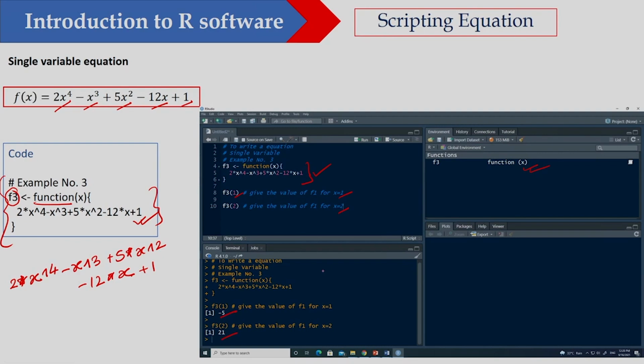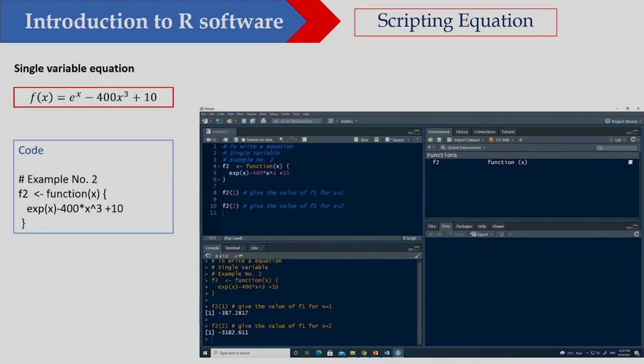Now, as I said, suppose I would like to calculate the value of this particular function f3 for x equal to 5, then what you will do? This is f3, so you will write 5. So, you can calculate the value of this particular function.